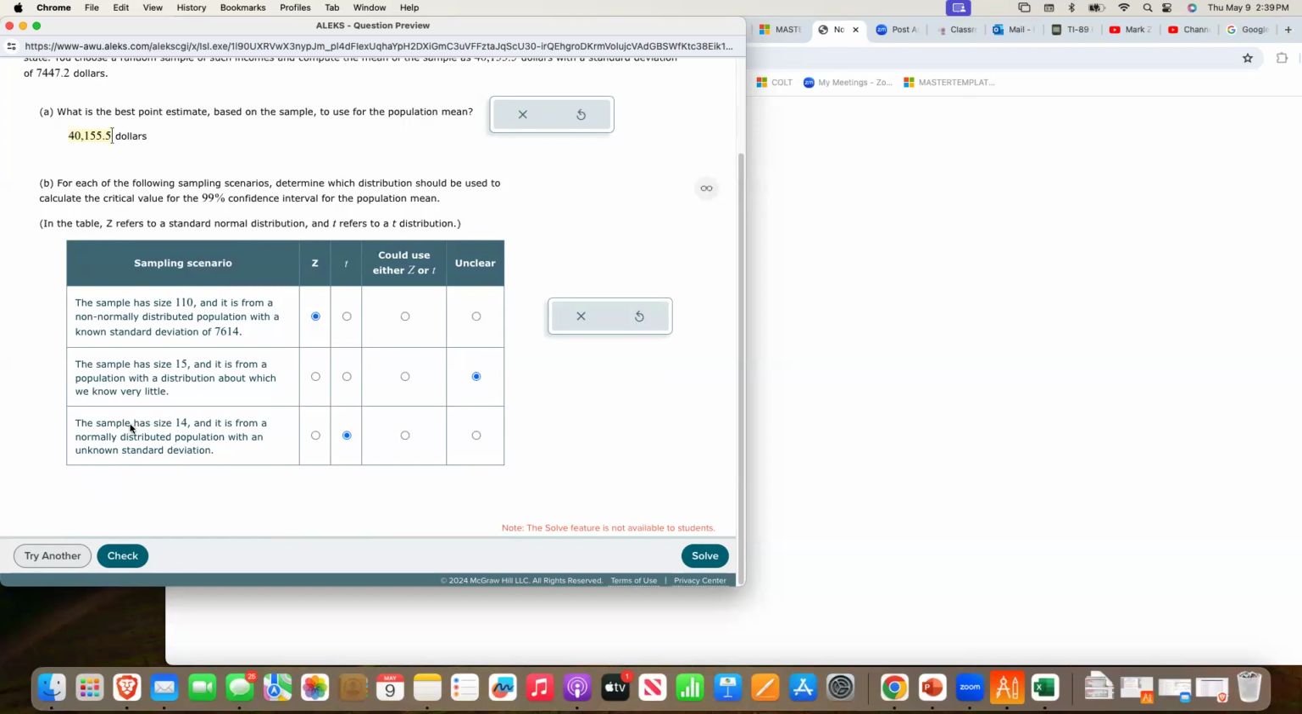The sample size of 14 is from a normally distributed population with an unknown standard deviation, which is a clear case of T. Now, the unclear part here is we have 15, and we don't know what that distribution is. If it's really strongly skewed, neither of these is going to be very helpful. We could run the formula, but it would be suspect if that skewness was very strong in one direction or the other.